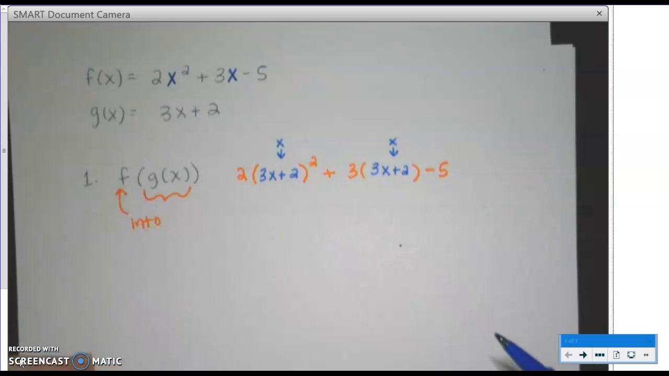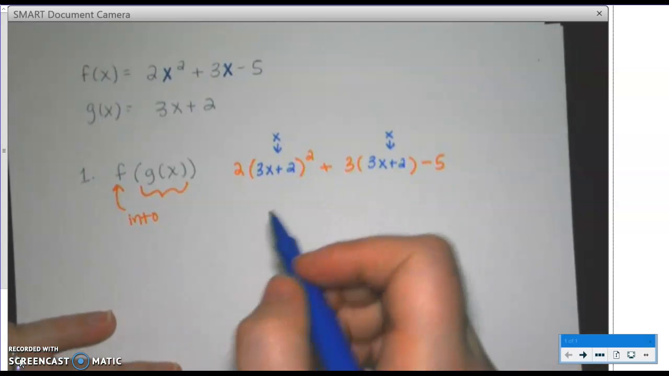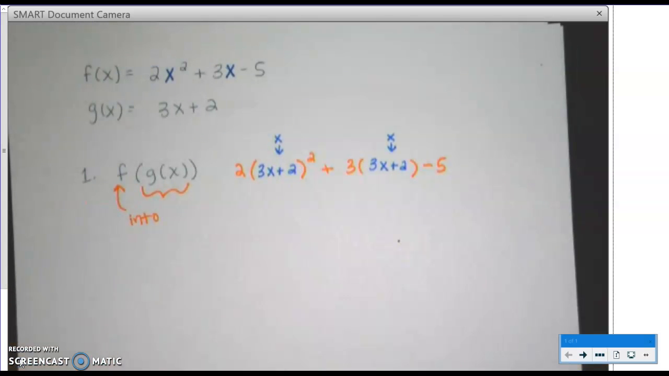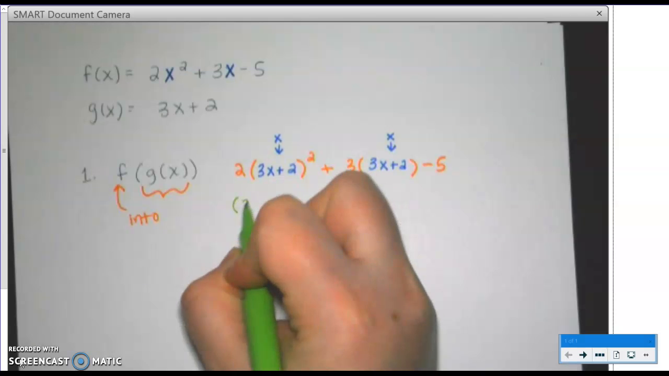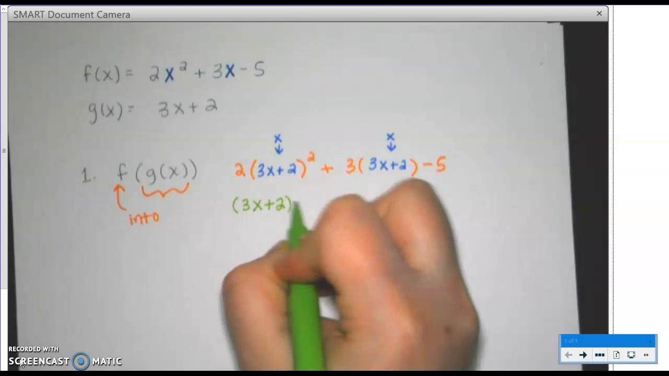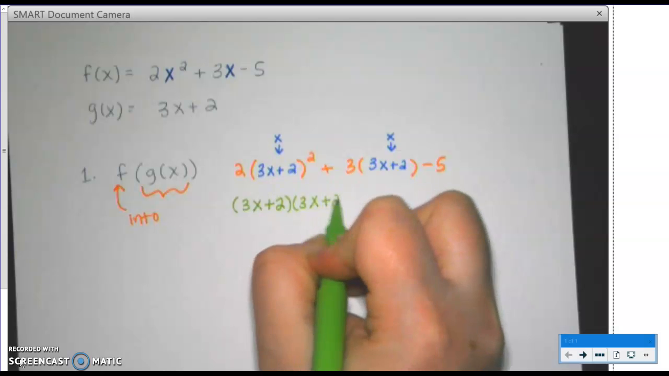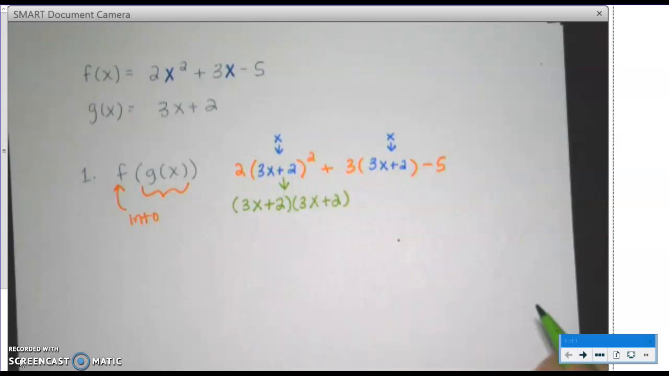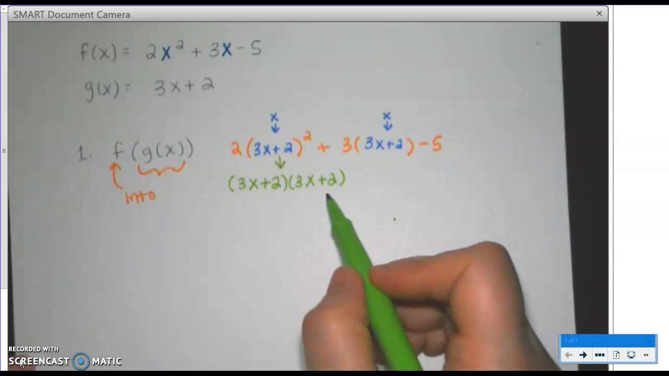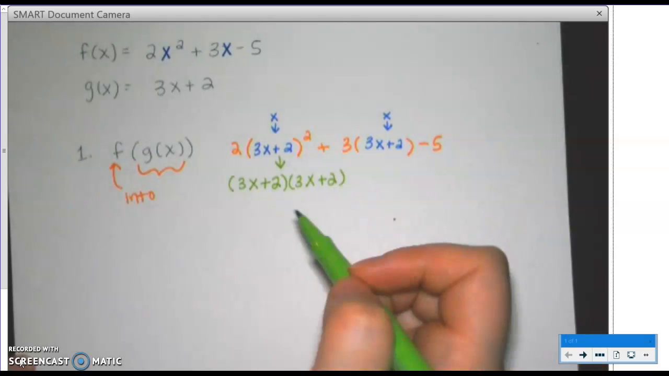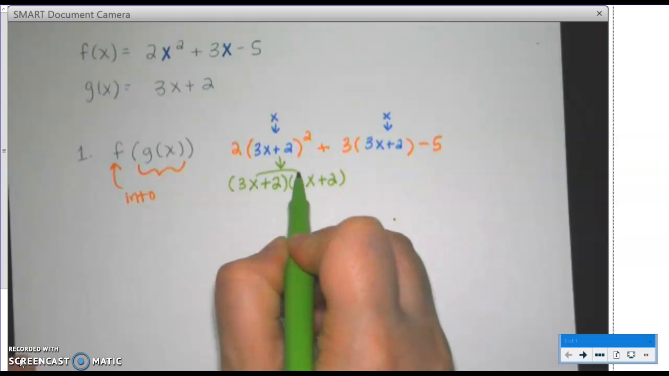So exponents come before any distribution or addition or subtraction. So the first thing that I have to do is take care of this 3x plus 2 squared. So 3x plus 2 squared means 3x plus 2 times 3x plus 2. You can set up a box for this. I'm going to use FOIL just because it's faster.